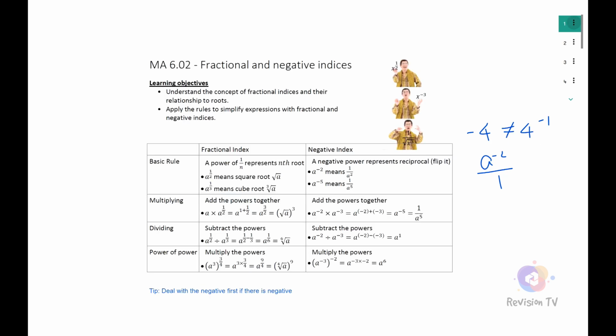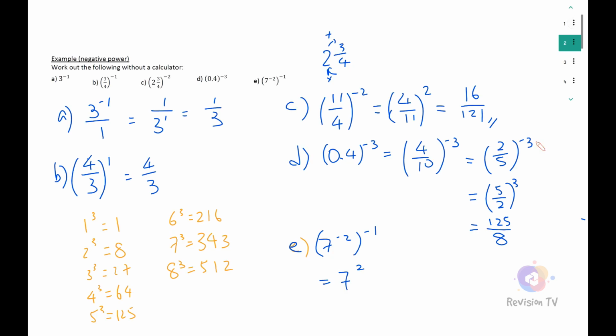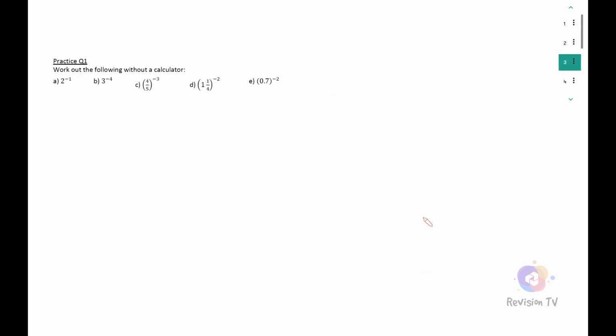So here we're using this rule in here. It is the same as multiplying the powers. So minus 2 times minus 1 is 2. 7 to the power of 2 is 49. So I have dealt with my negative indices. It's your turn to learn how to deal with your negative, not emotions, indices.